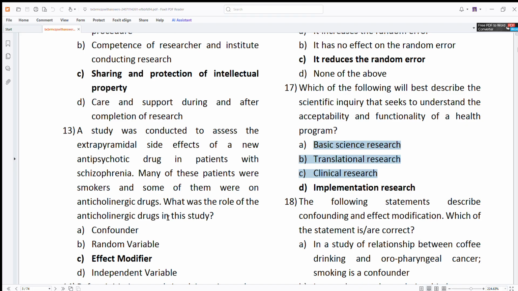Then C is basically clinical research. It involves testing treatments or interventions in controlled settings, mainly focused on the efficacy, that is a maximal response that can be elicited by a drug, and safety, not the real world implementation.